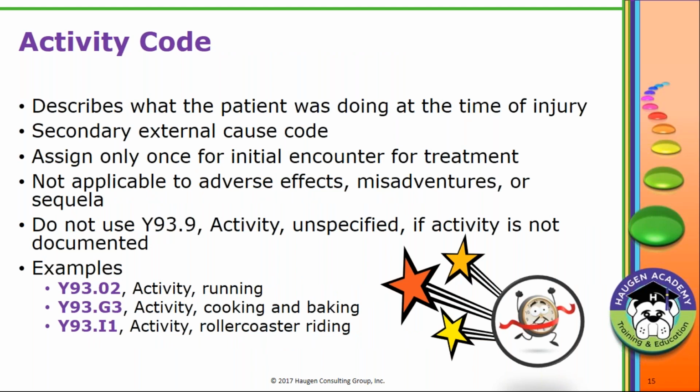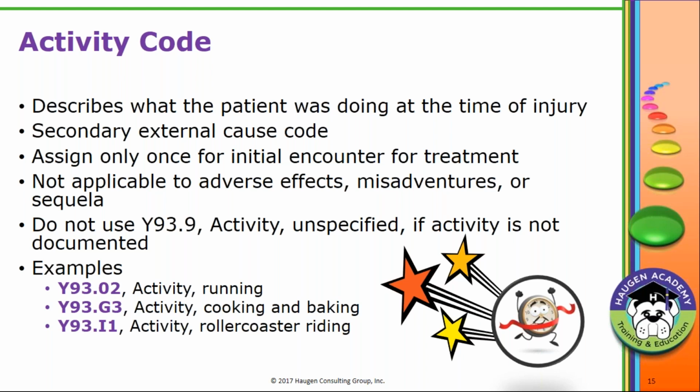Now the activity codes. Oh, these are the fun ones. These are the ones that say what the patient was doing at the time of the injury. And again, a secondary external cause code. This one is also assigned only once, for the initial encounter for treatment. Activity codes do not have seventh characters to specify the encounter for which the patient is being presented. So you are only going to code these on the initial encounter, which means that they are not applicable to adverse effects, misadventures, or sequela.